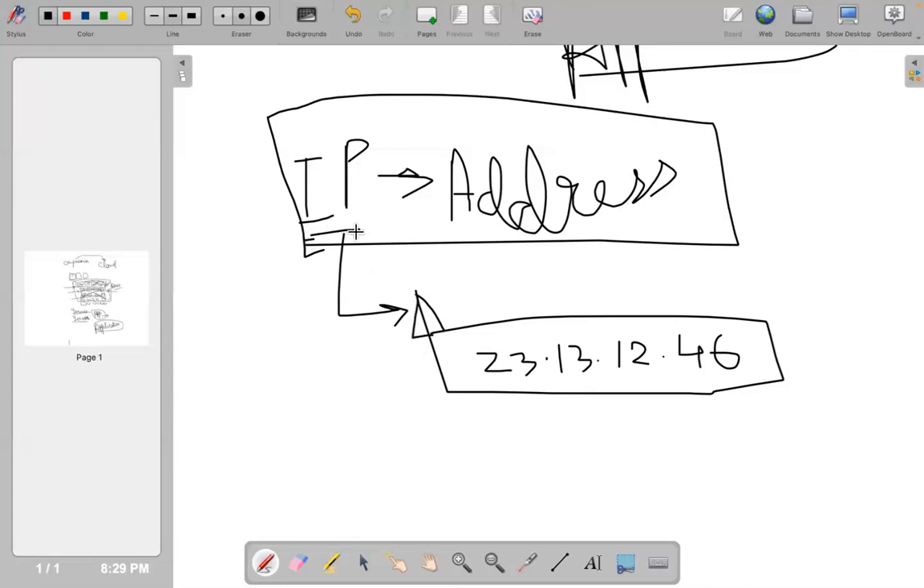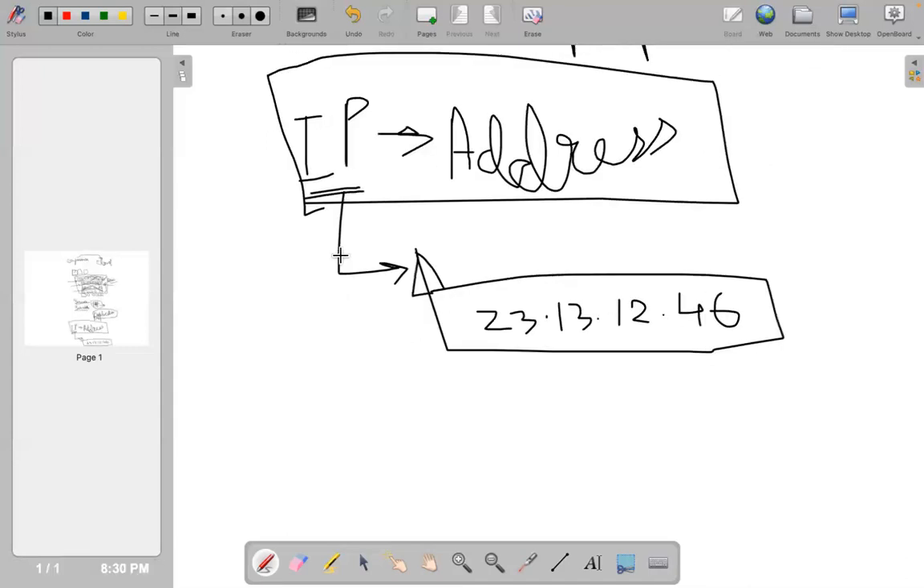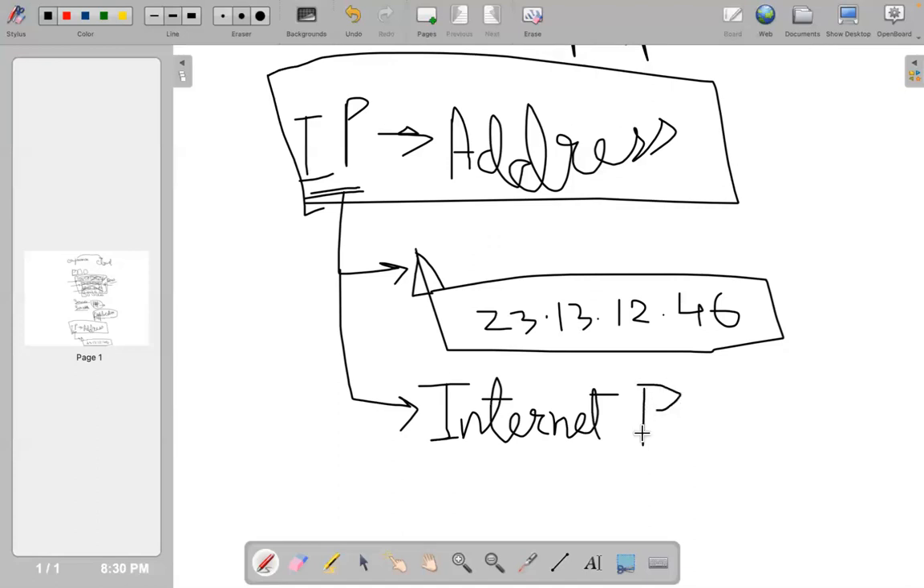And what is the full form of IP? IP address, I don't know, sir, that one. Okay. But at least IP is Internet Protocol. I for Internet. Internet Protocol, okay, sir. And IP address is an address.